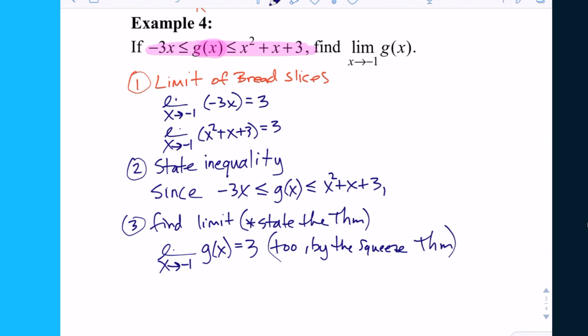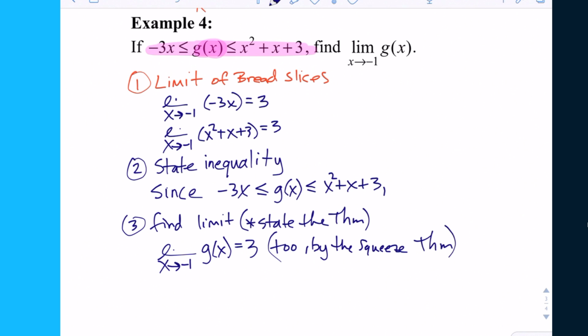Now, the question always comes up, what if the two bread slices have different y value limits? What if one of them was 3 and one of them was 4? Yeah, that's about all we could do. We could say, since this, then we know the limit of g of x has to be somewhere between 3 and 4. But how many values are there between 3 and 4? Infinitely many. So we've narrowed it down to a small interval, but we can't pinpoint it to anything. And you're probably not going to be given that.